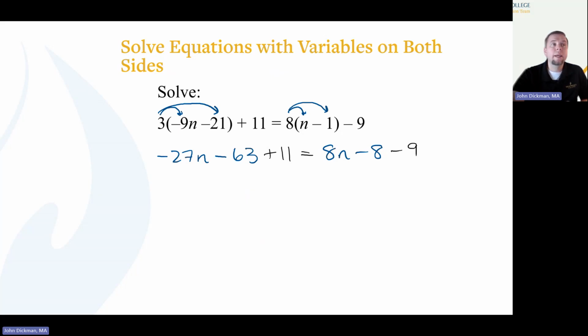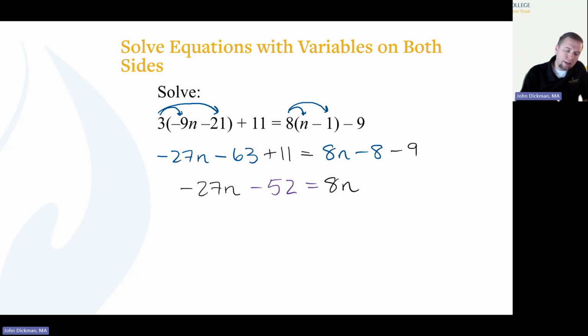So now we're going to combine like terms on both sides. There aren't more than one variable term on either side of the equation. And so we're just combining the constants here. So we have negative 27n, and then negative 63 plus 11 gives me negative 52. On the right side of the equation, the 8n is going to stay how it is. And we have negative 8 minus 9. Negative 8 minus 9 is going to give us negative 17.